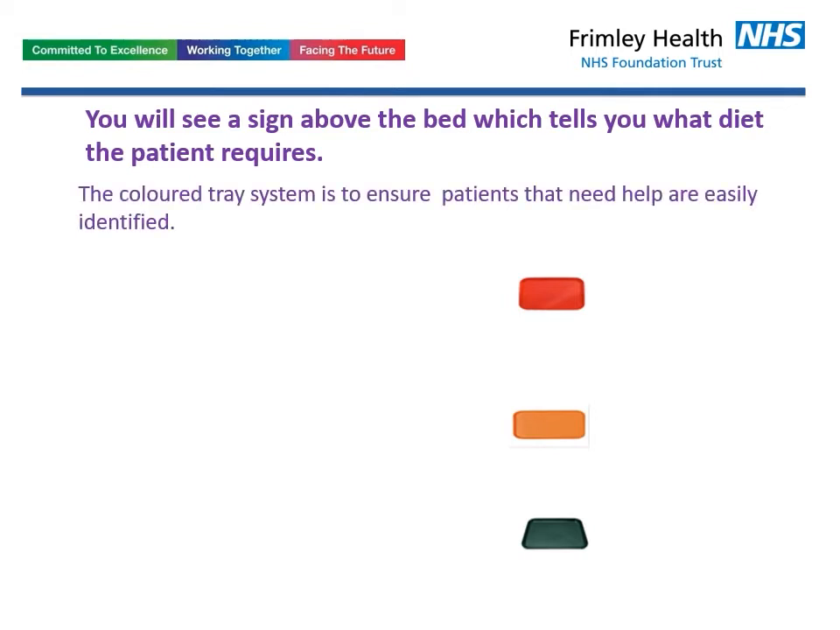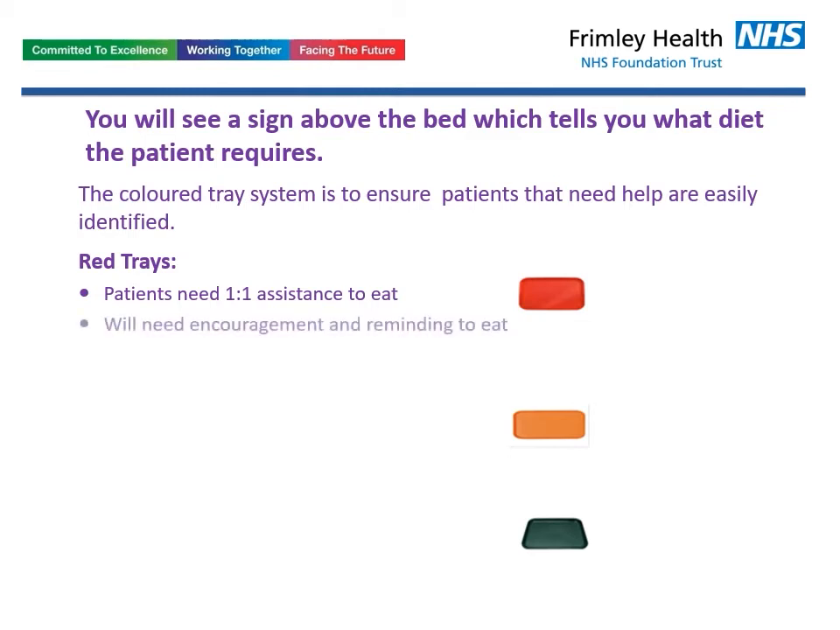So you'll see a sign above the bed which tells you which diet the patient requires. And there's also a coloured tray system to ensure that patients who need help are easily identified. So the red tray indicates patients who need one-to-one assistance to eat, patients who need encouragement and reminding to eat, and patients who need plenty of time for eating their meals. And these patients, their oral intake should be recorded on a food record chart.